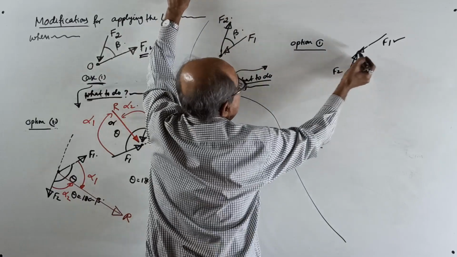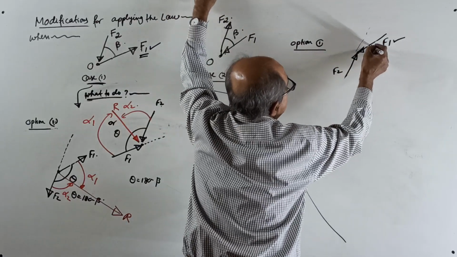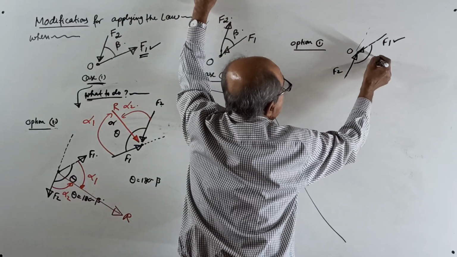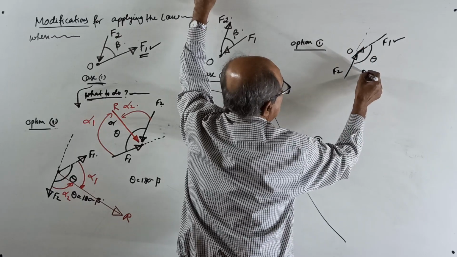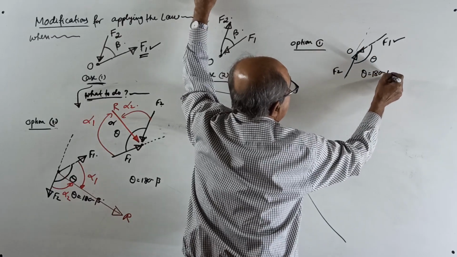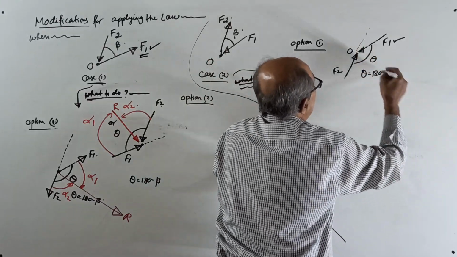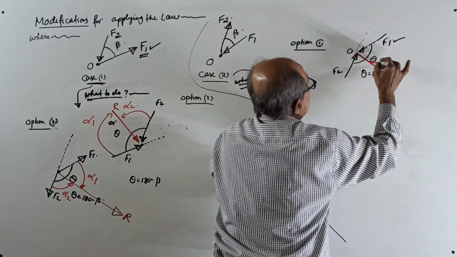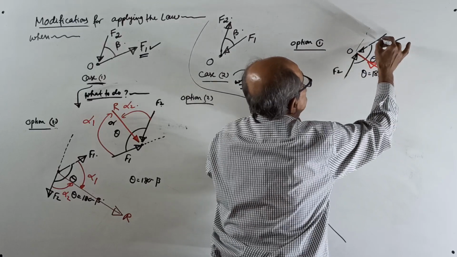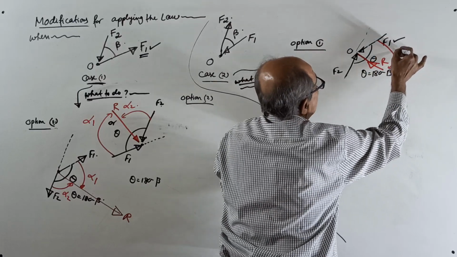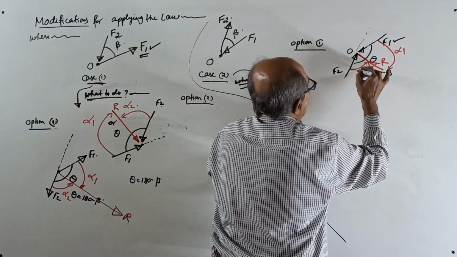F2 in the same line. Now, this is a point O. This will be your theta, so that theta will be equal to 180 minus the given beta. Now, the resultant, you should not mark this way. You have to mark the resultant this way. As usual, this is the angle alpha 1, and this is the angle alpha 2.